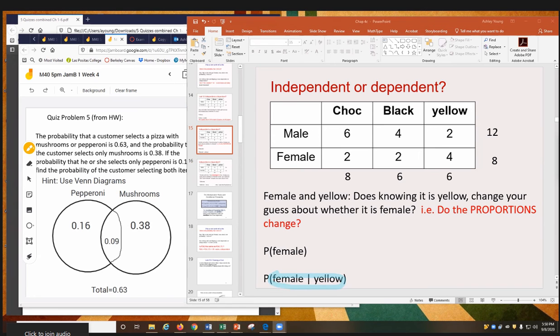The number 4. Which one? The one below the yellow. Yep, in the yellow column. Yep, yellow female. Perfect, that's one. Zachary, give me another one. What's another number that has to do with being yellow or female?